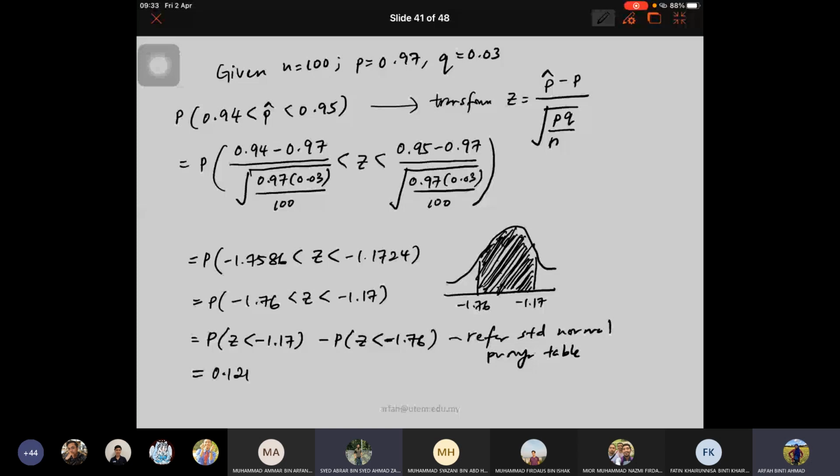Betul, 0.1210. Negatif 1.76, 0.0392. Okay. So tolakkan awak akan dapat dia sama dengan 0.0818. Dapat Yalin? So ini adalah dia punya jawapan akhir untuk this exercise.